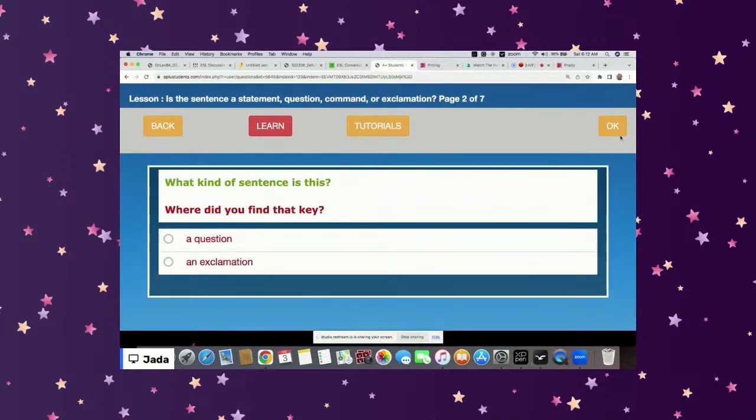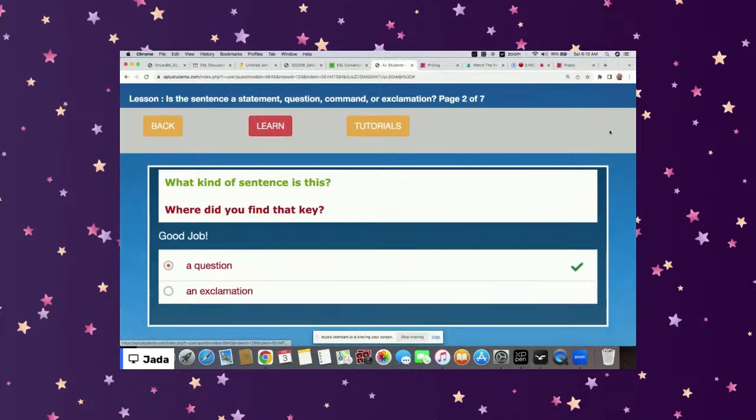All right, the next one is, where did you find that key? Yeah. So where did you find that key is also a question because it has a question mark like I have explained.